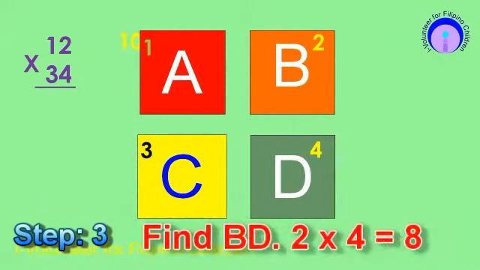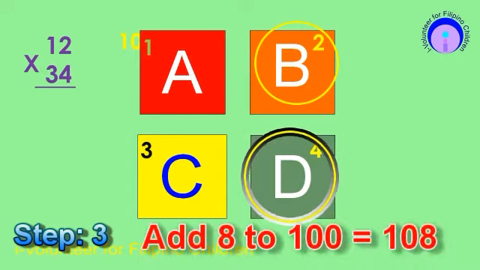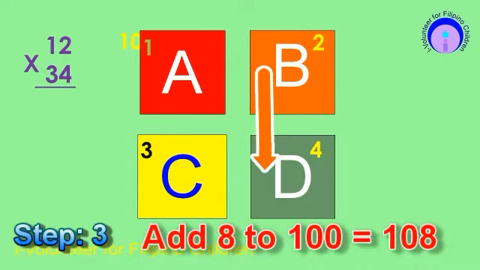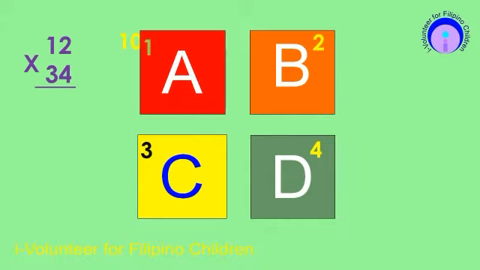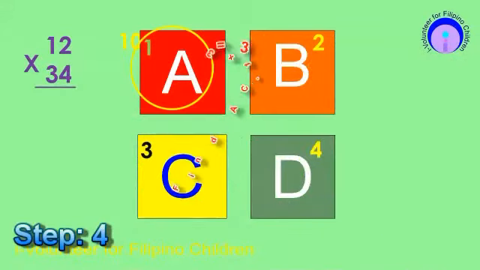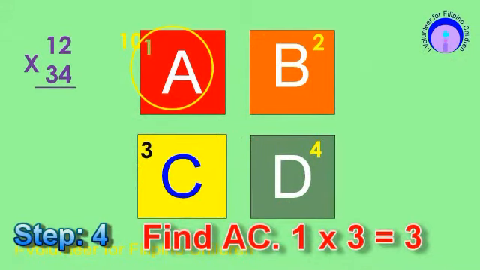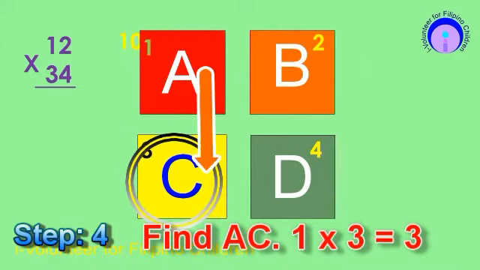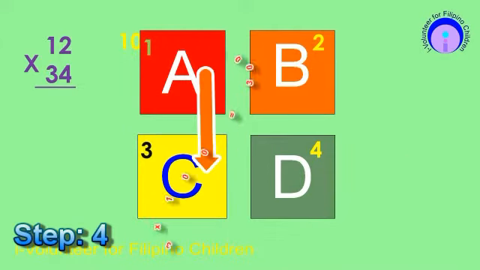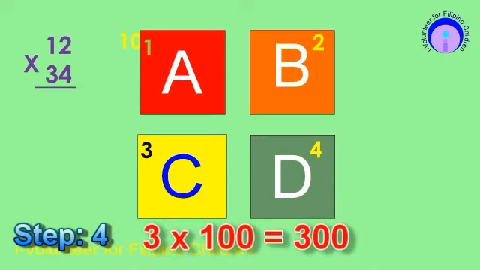Step number 3. Find BD. 2 times 4 is equal to 8. Add this number to the previous answer. 8 plus 100 is equal to 108. Find AC. 1 times 3 is equal to 3. Times 100 is equal to 300.